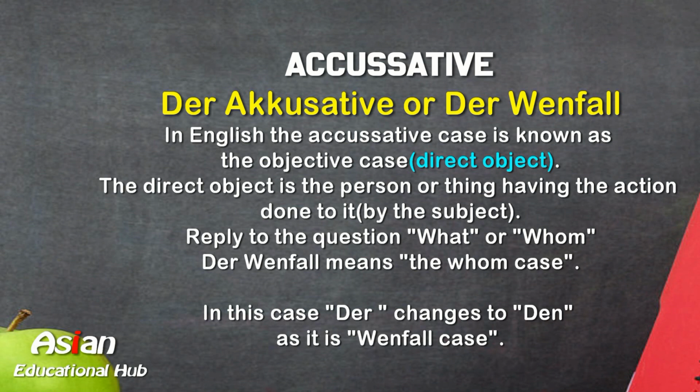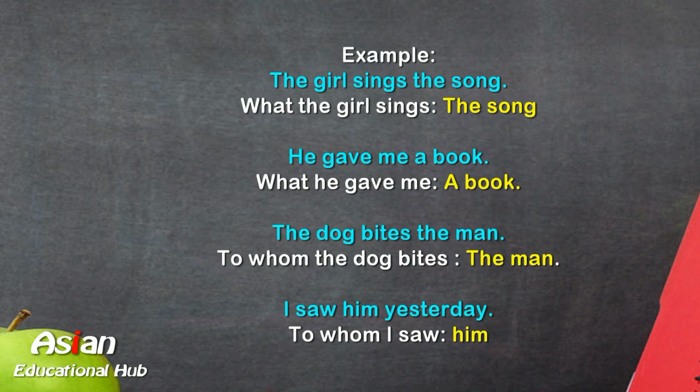And in this case der changes to den, as it is the Wen-Fall case. Let us see some examples here. For the direct object: the girl sings the song. So what does the girl sing? She sings the song. So the song is a direct object. He gave me a book. What did he give me? A book. So a book is a direct object.